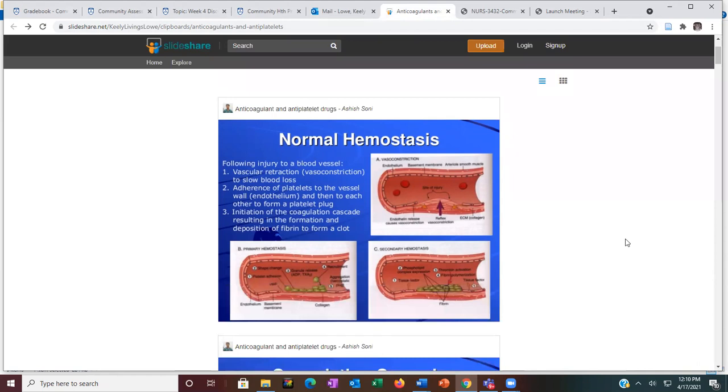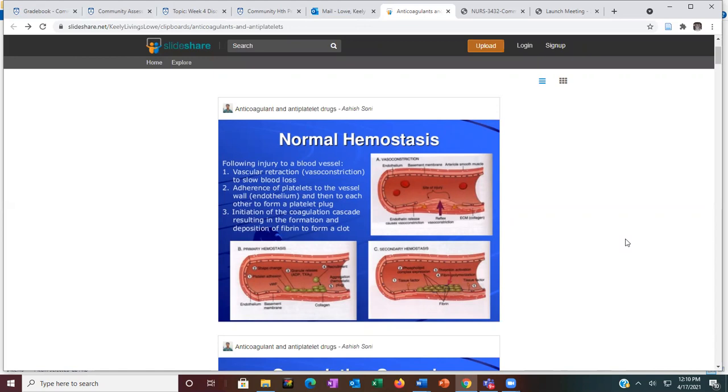This is Dr. Lowe, and I wanted to talk to you today about anticoagulants and antiplatelets. So, I put together some slides that I've located from a source online, and they're excellent, and I love the graphics. So, I'm going to use those in kind of a slide share that I put together.